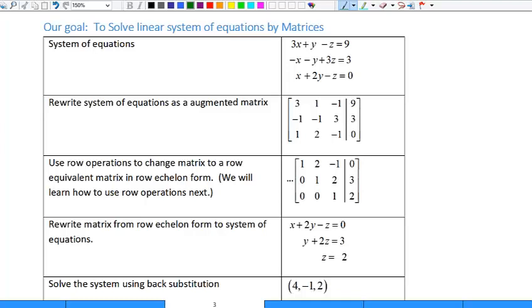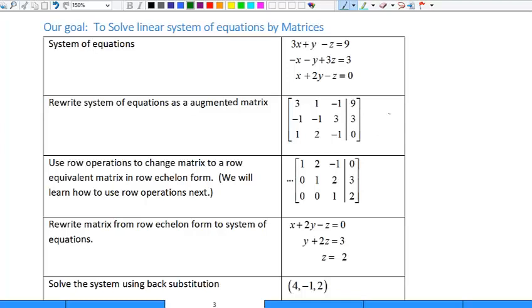Okay, so to give you an idea of what our goal is, before we start delving into some of the operations of matrices, I want you to get the big picture here. First off, we start with a system of equations. So we have a system of equations with 3 variables, 3 equations. I'm going to then, step 2, make an augmented matrix out of that system of equations.